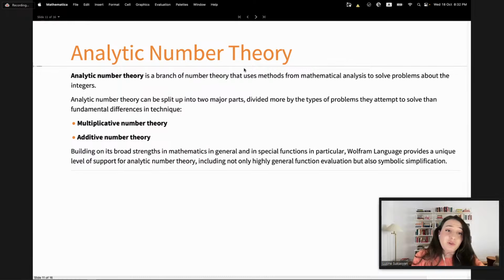Yeah. Okay, so we didn't so far talk about really difficult analytic stuff. And now let's talk a bit about analytic number theory. What is it? It is a branch of number theory that uses methods from mathematical analysis to solve problems about the integers. Analytic number theory can be split up into 2 major parts, divided more by the types of problems they attempt to solve than by fundamental differences in technique. And the 2 subgroups are multiplicative number theory and additive number theory. So let's just go into these subgroups now.